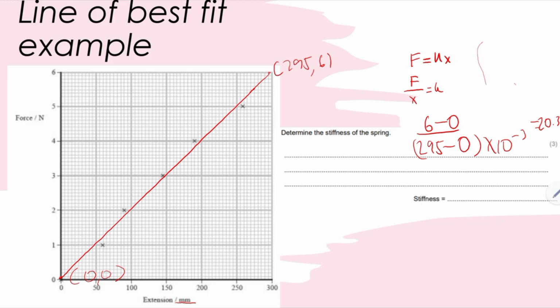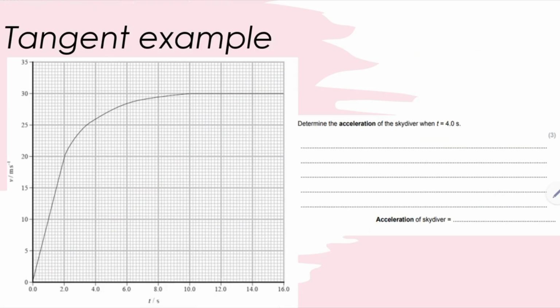As we did the change of force over the change of extension, you know that it will be newtons over meters, as we changed the millimeters to meters by timesing it by 10 to the power of minus 3. So we know that the unit is going to be newtons per meter. So we have 20.3 newtons per meter. And that's the answer.